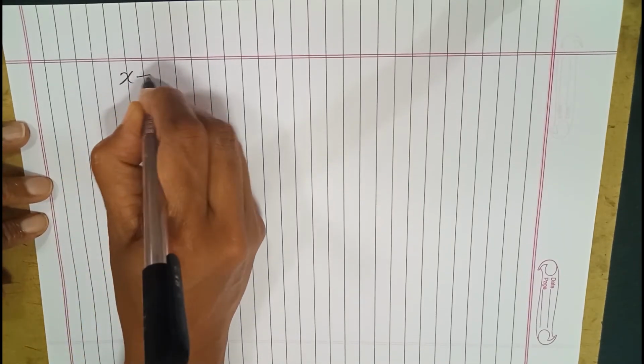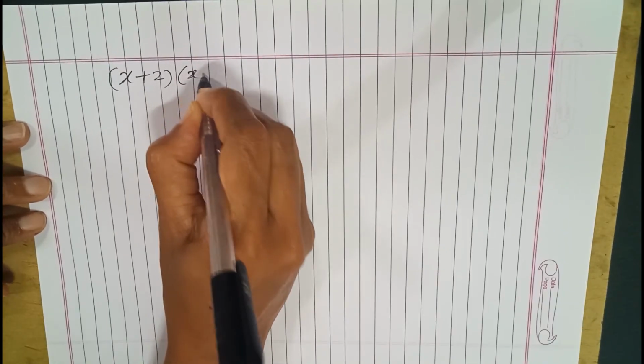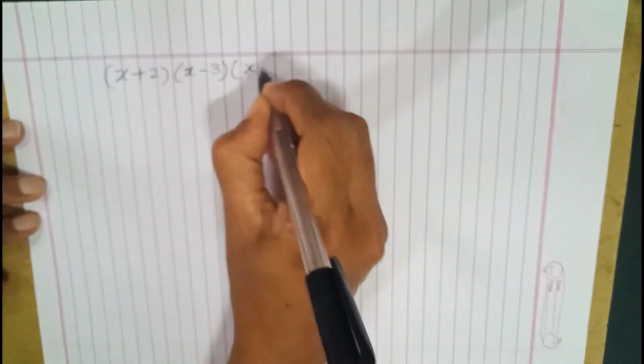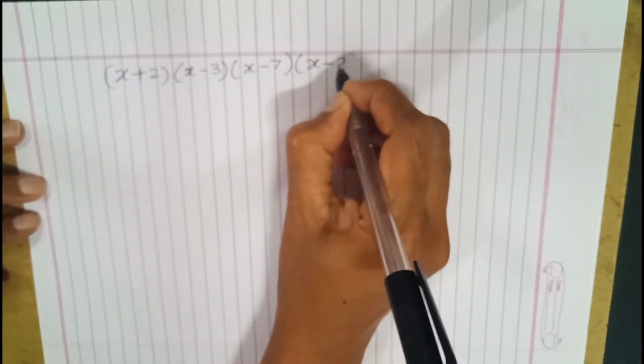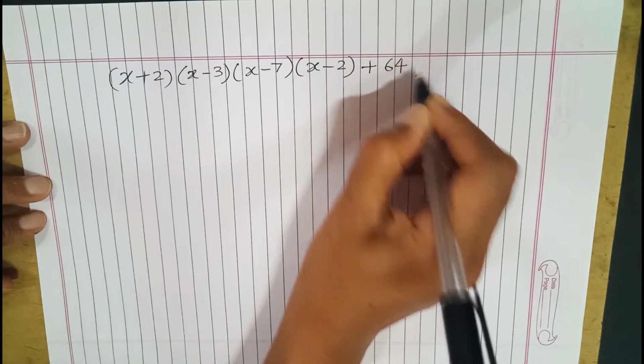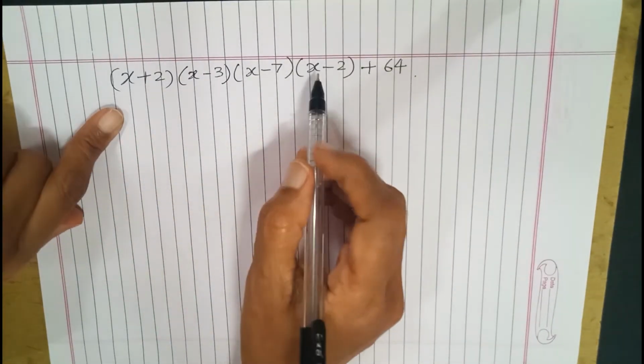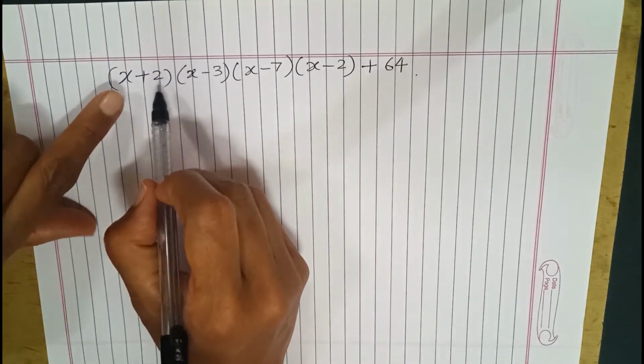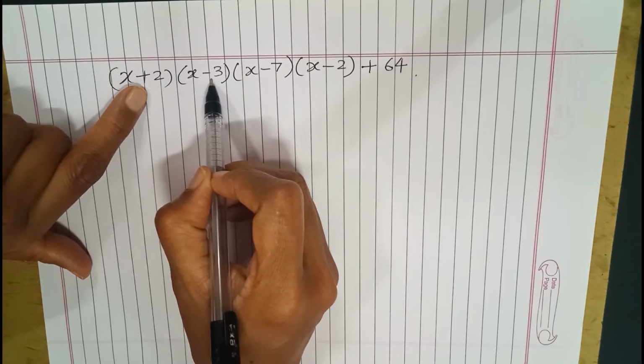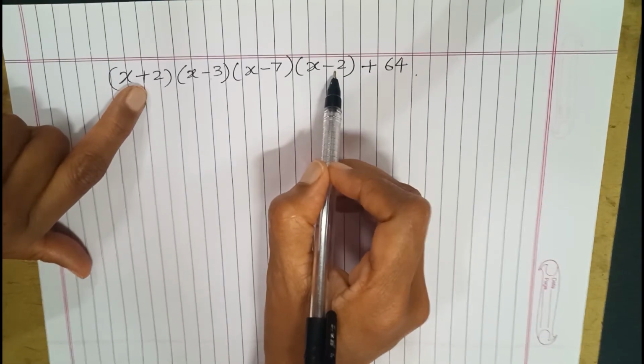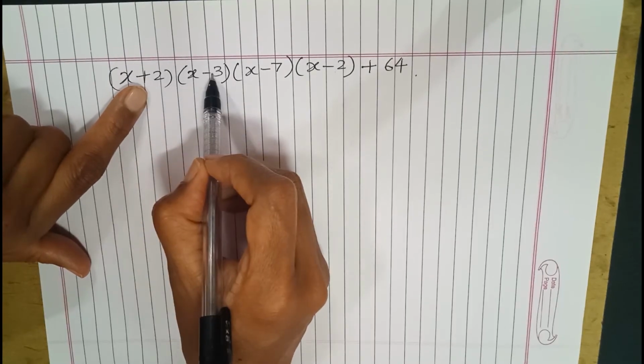So let's take one more example of the same kind. x plus 2, x minus 3, x minus 7, x minus 2, plus 64. Again, you can see there are four brackets and we have to decide which to multiply. Let's start. 2 and minus 3 is minus 1. Minus 7 and minus 2 is minus 9. So definitely we can't multiply this.